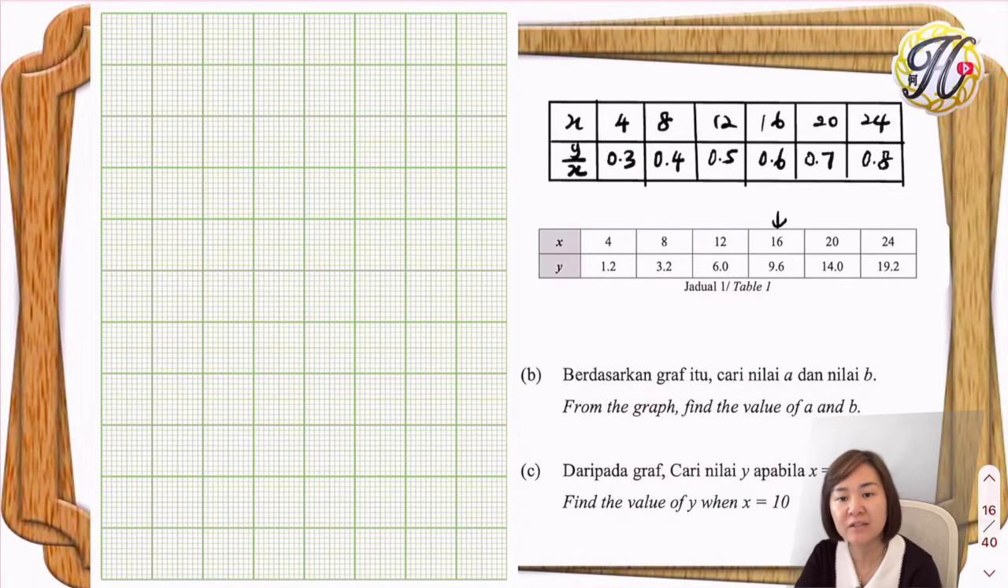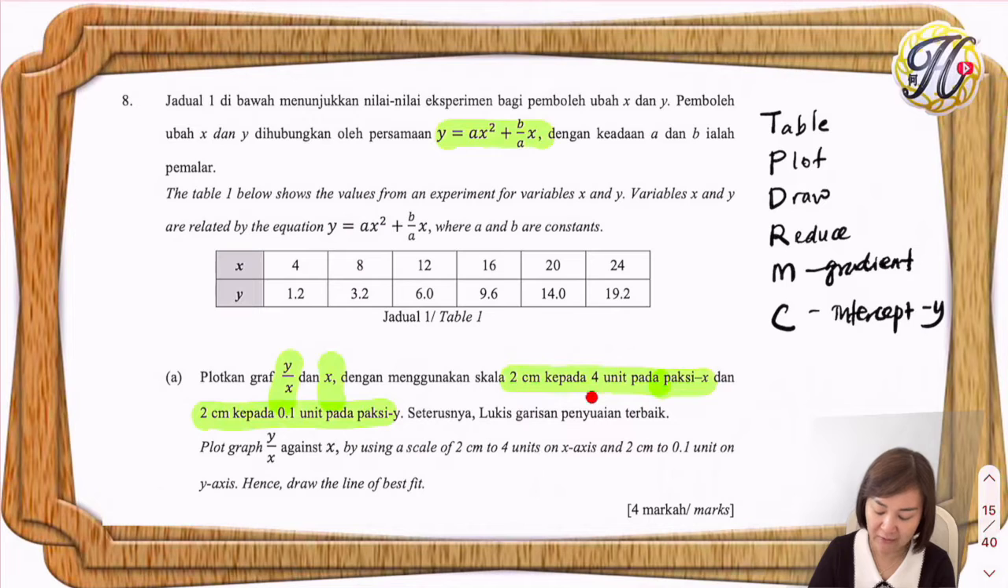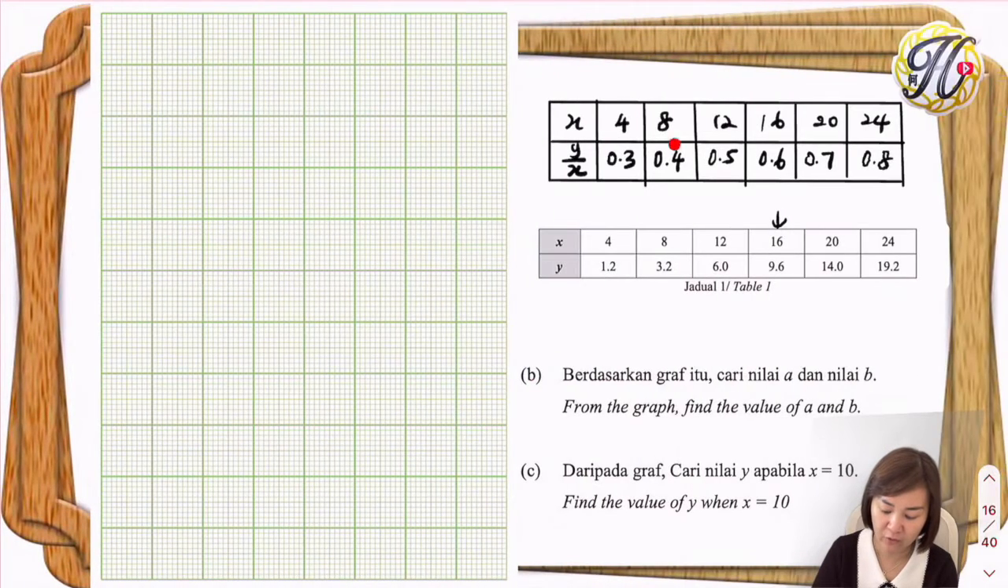So first step, form the table. Don't forget to put the table on top of the graph, so it is easier for you to refer to the points when you plot the graph. Back to the axes of Y and X: 2 cm for 4 units for X and 2 cm for 0.1 unit for Y. For X, 4, 8, 12, 16, 20, 24.